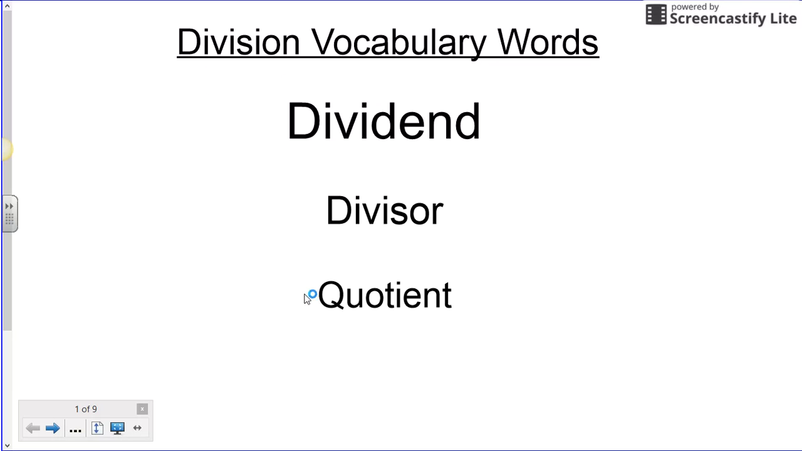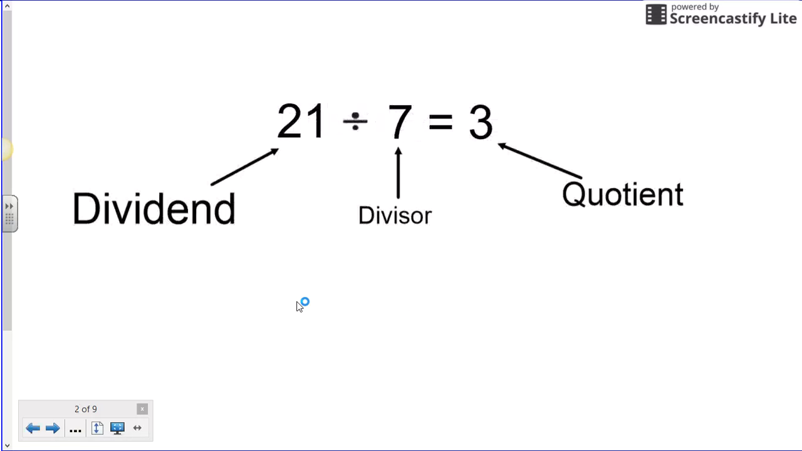Quotient doesn't really have the div in it, but let's try and remember quotient is for division word problems, division equations. Okay, let's look at this with some actual numbers, huh? All right. So here we've got 21 divided by 7 equals 3.